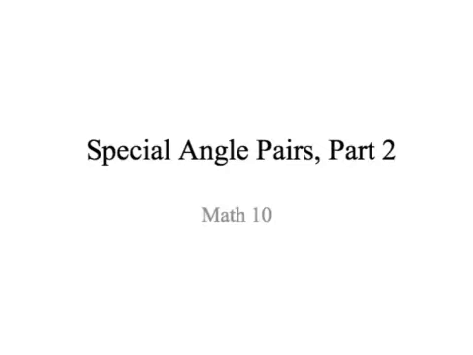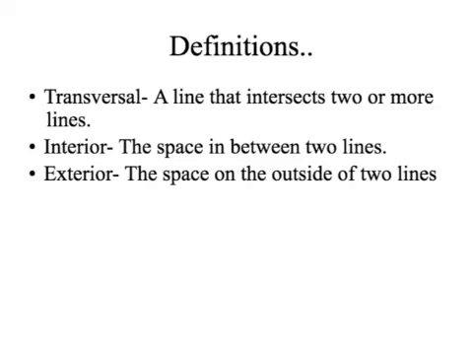We're going to continue our talk on special angle pairs. Before we get into these special angle pairs, I want to talk about a couple definitions first that are going to pop up, just to make sure you know what these words mean. The first is a transversal. A transversal is any line that intersects two or more lines.